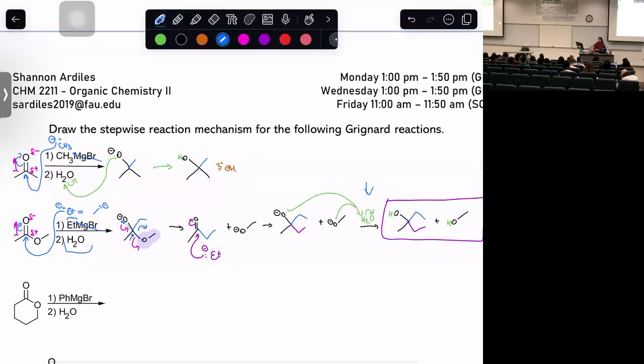Okay, so far, questions on that? Now, pretty much we're doing the same exact mechanism as the previous session. The only difference again is what you're connecting in there. For the previous one, it was just a hydrogen. This time, it's going to be a carbon chain.